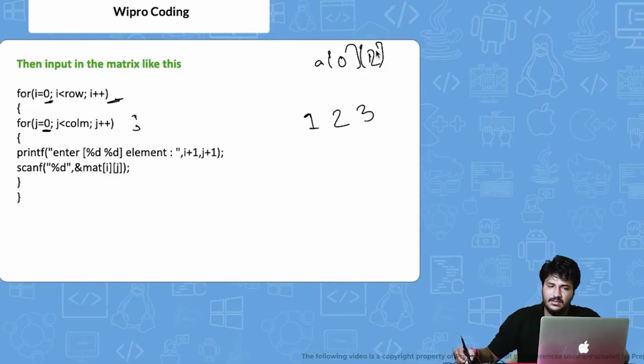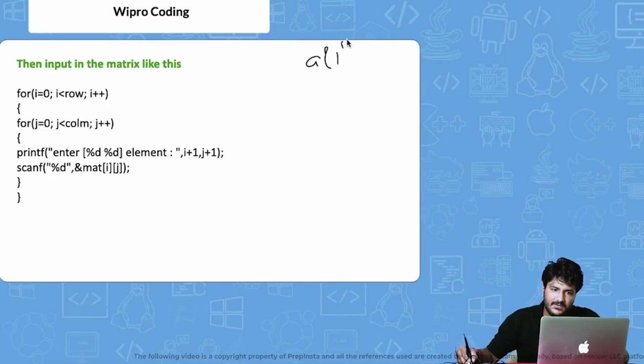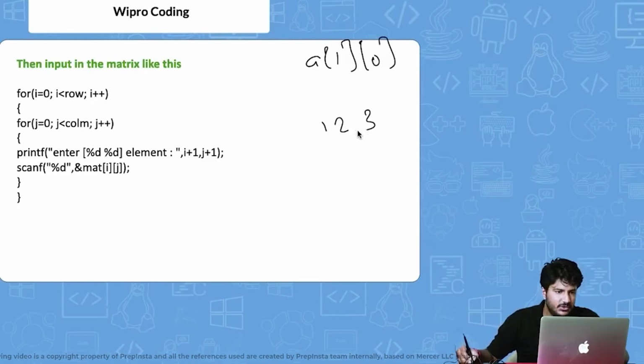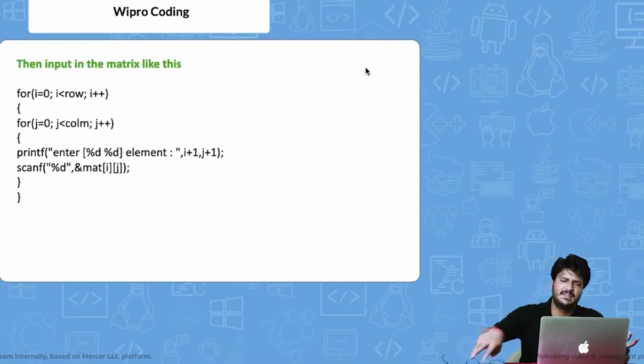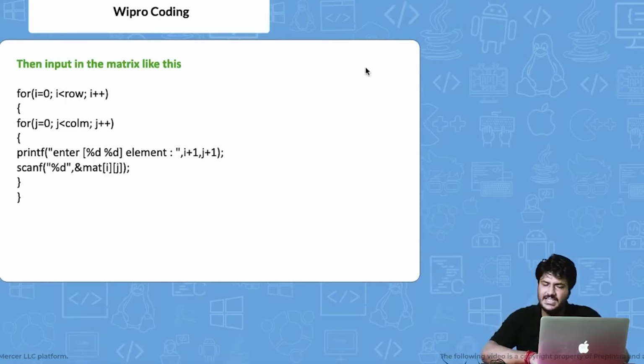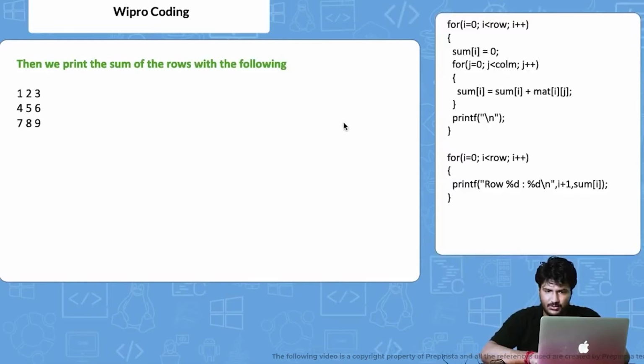Now let's say 3 is the max, right? So in that case, what will happen? i will go to 1 and j will iterate from 0. So 1, 2, 3 was already entered. In the next one, 4, 5, 6. So a of 1 comma 0 will be 4, a of 1 comma 1 will be 5, and so on and so forth. So basic input of a matrix is very easy for you to understand, right? I would not want to waste too much time on this.